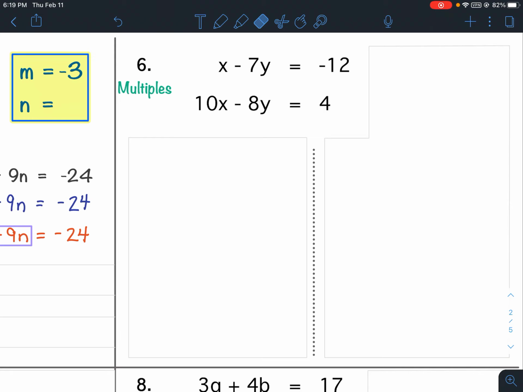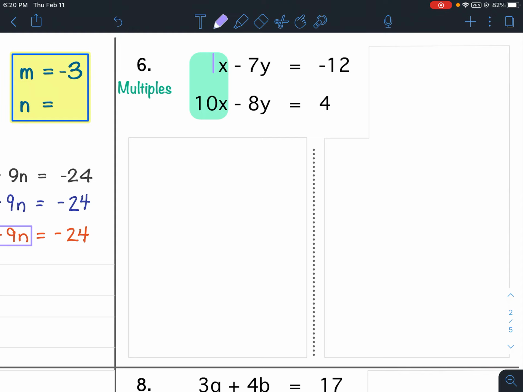Question number 6, we have multiples. Why do I know I have multiples? I know it's not opposites. There's no coefficients that are the same, or opposite numbers, that is. There's no identical terms because there's no coefficients the same. But how did I know I have multiples? Well, I knew I had multiples because of this x. Anytime the coefficient is a 1, you know you have multiples. So my multiples are going to be the 1x and the 10x.